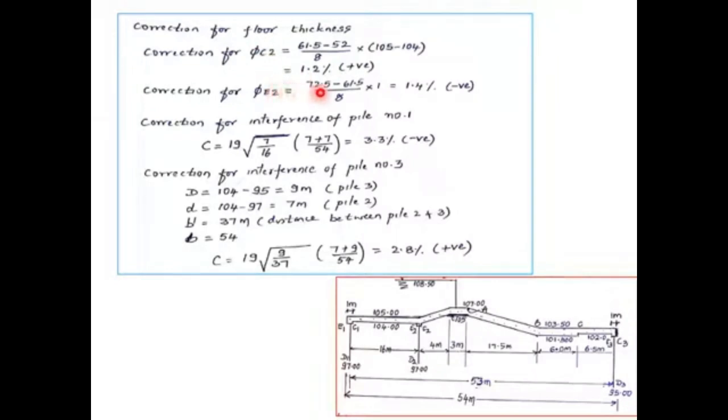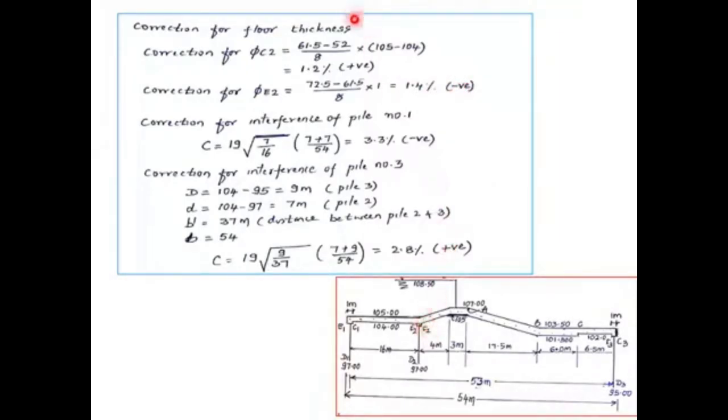Similarly for E2, we have to interpolate between E2 and D2. Here the pressure was 72.5, whereas the pressure here was 61.5. So the interpolation is 72.5 minus 61.5 divided by 8 into 1, at the 104 level. Here the point E2 from the graph was somewhere at the top of the floor, which was actually more here. Therefore the pressure here will definitely be reduced, so a negative correction is applied. Therefore 1.4% is the negative correction that we apply.